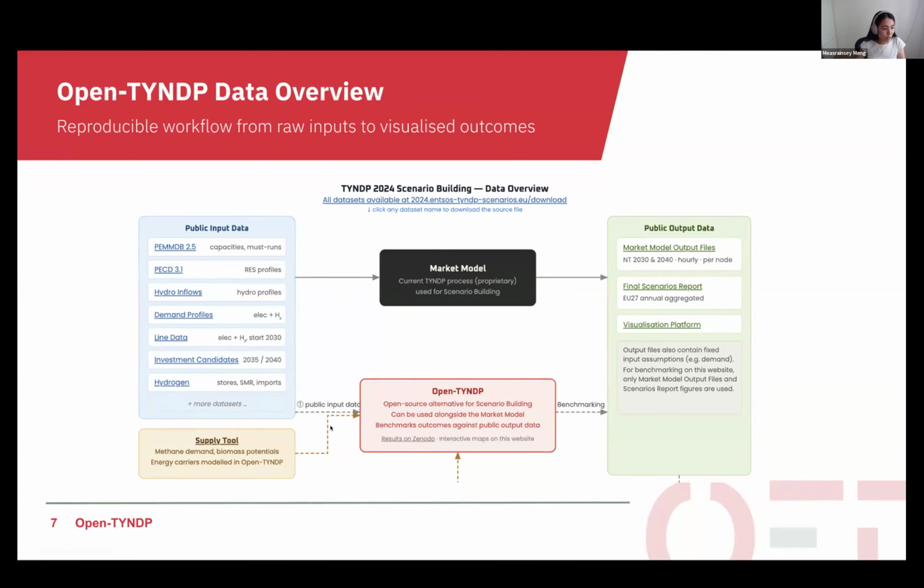What we are doing with Open-TYNDP is we're building an open source alternative using PyPSA to the market model that can be run alongside the market model. And we use the same public input data, process it, run our model, and release our outcomes, which we also benchmark against the TYNDP release 2024 outcomes as well. I will also add that in using our workflow, we are replacing a lot of the PyPSA-Eur data because we're using instead the public input data that TYNDP releases. And we also have built our own data processing pipelines to read in this data and use it for our model.